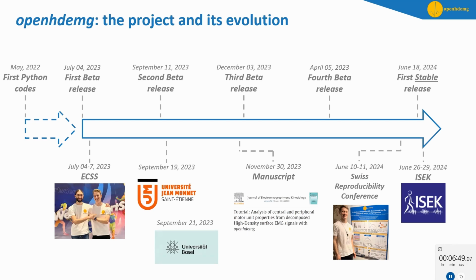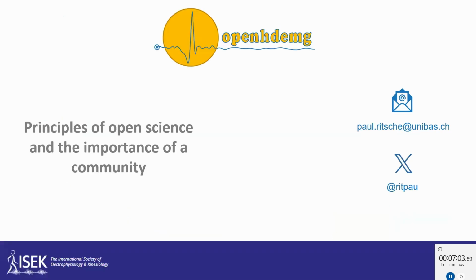this analysis. One other interesting presentation was the participation at the Swiss Reproducibility Conference, which is a conference entirely dedicated to open and reproducible science, which fits very well with our scope. And in light of this, I leave the stage to Paul, who will talk to you about the importance of a community and open science, which are core principles of the project.